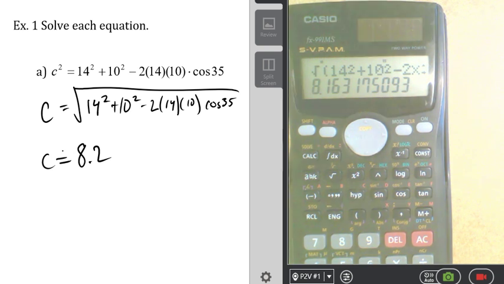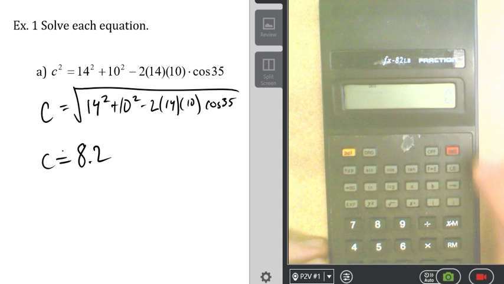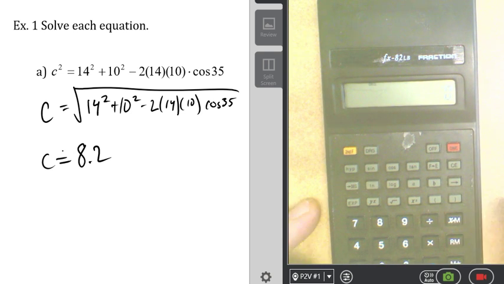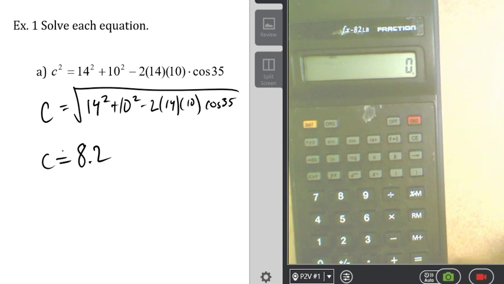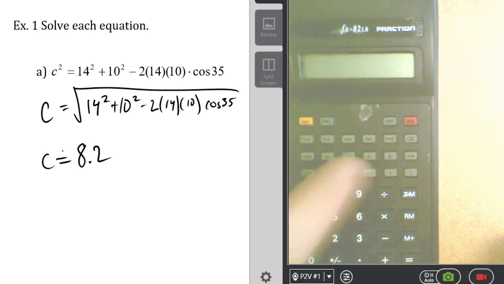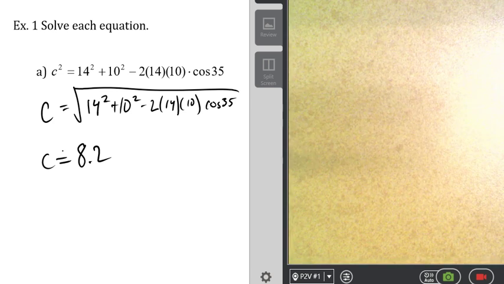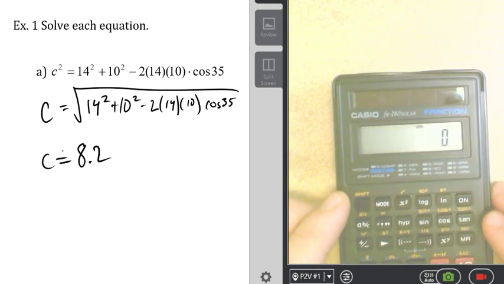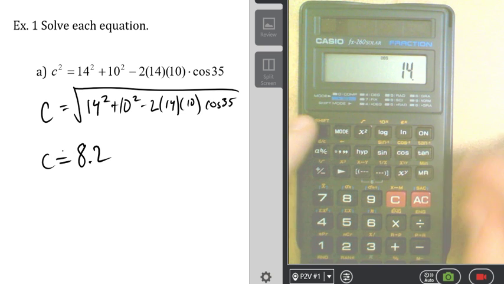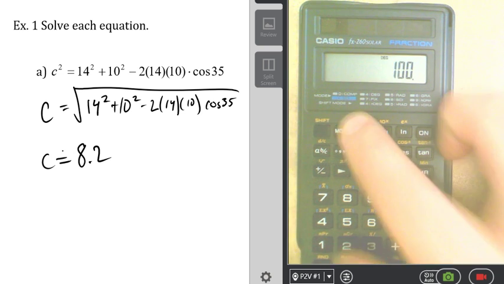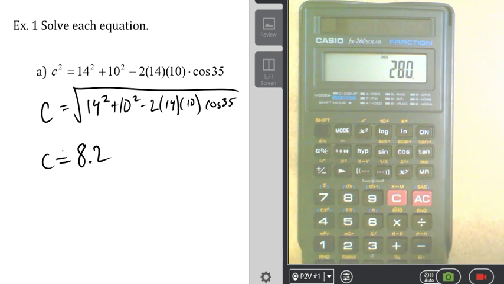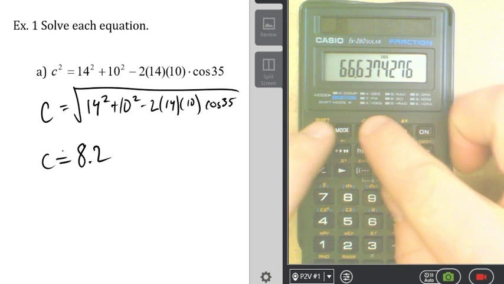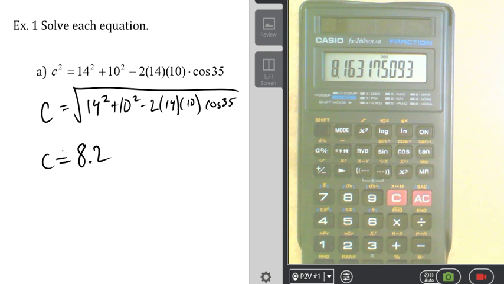I have this really old one-step calculator in my desk here, it looks like. I'm not sure this is going to work, but if you have a one-step calculator, here's how you would do it. 14 squared. Oh, that didn't work. Does anybody have a one-step calculator? You have one? Oh, perfect. Thank you. 14 squared plus 10 squared minus 2 times 14 times 10 times, remember you have to put the angle first, 35, then hit cosine, then hit equals, then hit square root, and you get the exact same one, right?